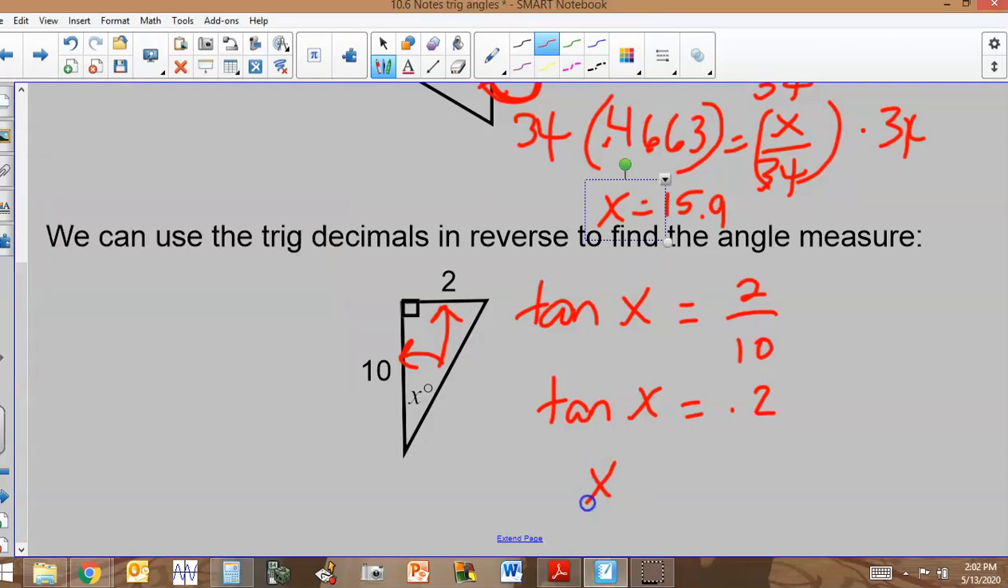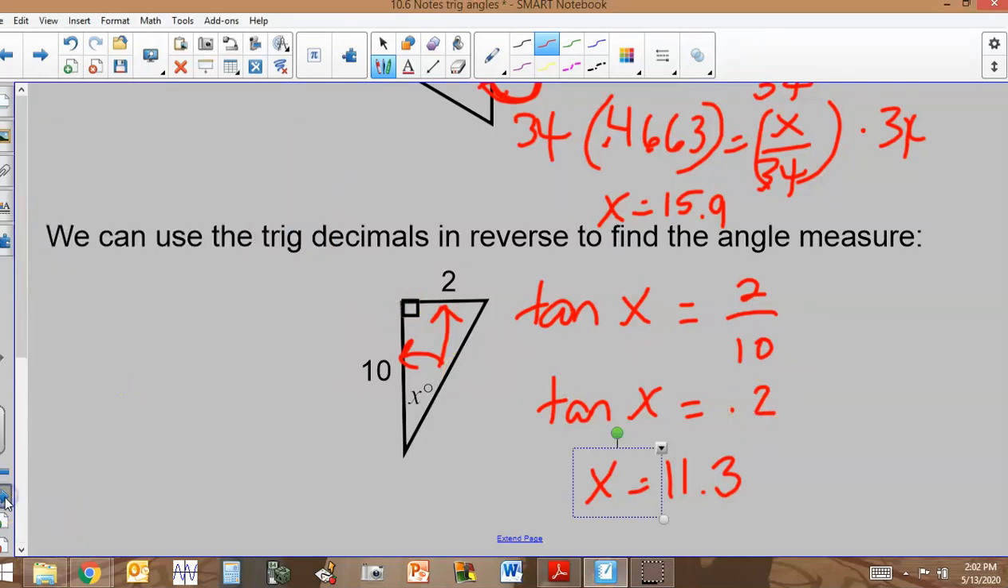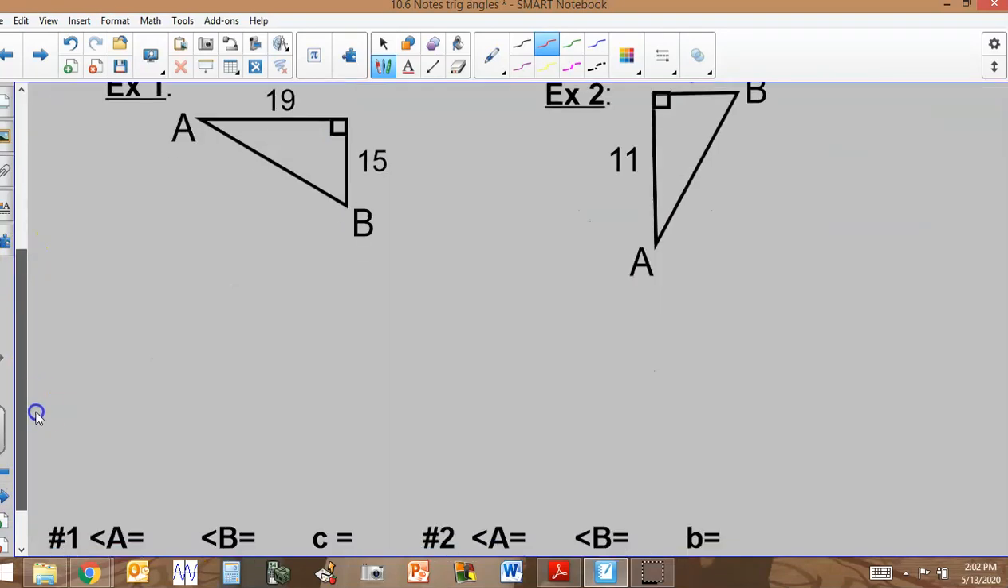So I'm going to show you something. 11.3, and just to prove it to you, I'm going to take the calculator and show you that if I had done 11.3 and hit tangent, it gives me, oh, nope, it doesn't, because I pushed the wrong button, didn't I? 11.3, it's in degrees. There it is, 0.2, just like I had. So that's how you do that. The only difference is that we're going to have to make our calculator go backwards.